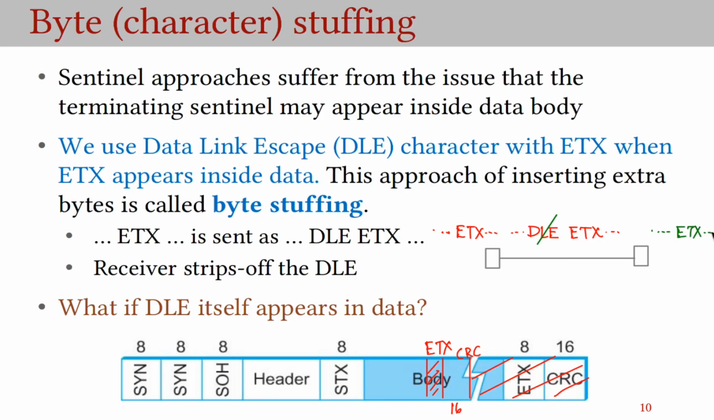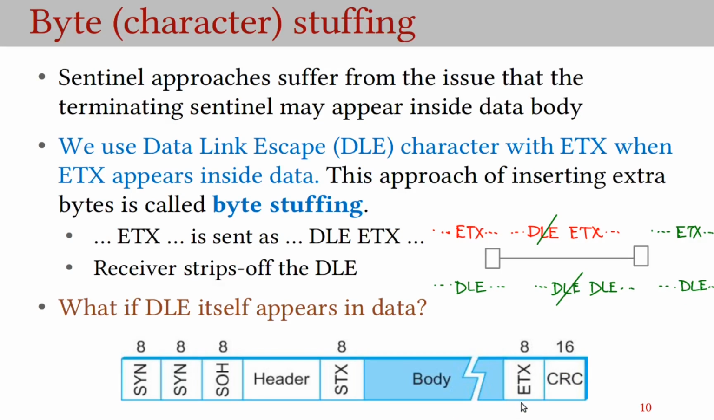Now the question is, what happens when we have DLE itself in data? Because as I said, the rule is that the receiver is going to strip off the DLE whenever it appears and just take the byte after that. And so when DLE appears, it's sent as 2 DLEs. And receiver, as I said, is simply going to strip off the first one. And so what gets passed on is what was sent.